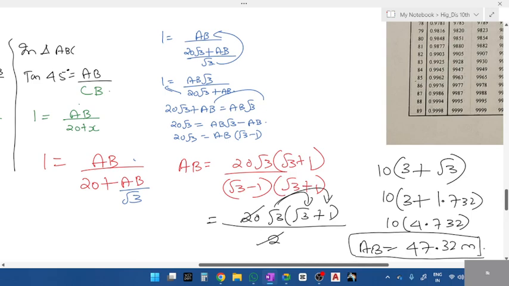Okay. So we need to find AB. Keep AB as it is. Substitute X. From the first equation, substitute X. You'll directly get the AB answer.